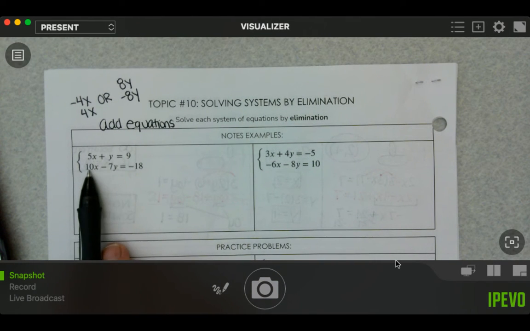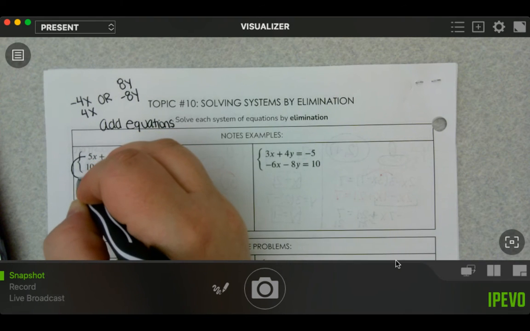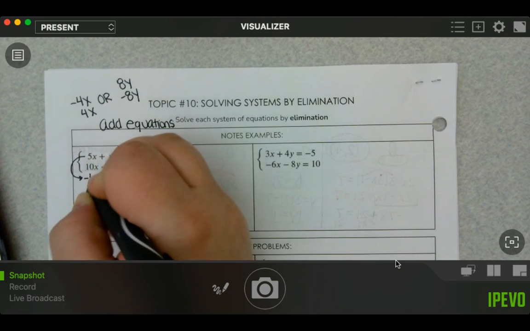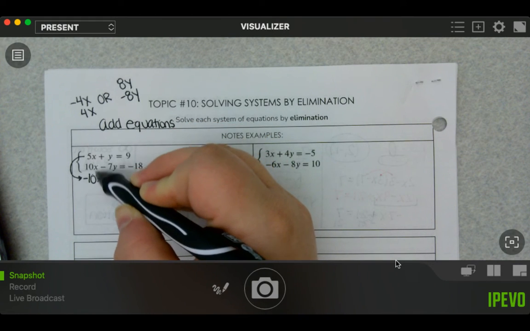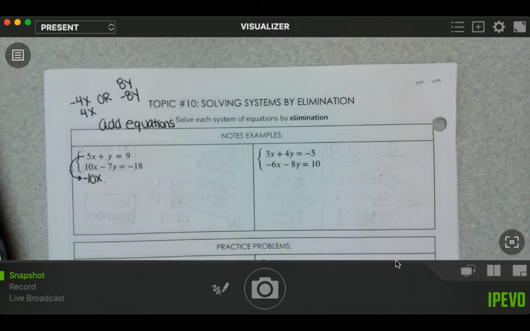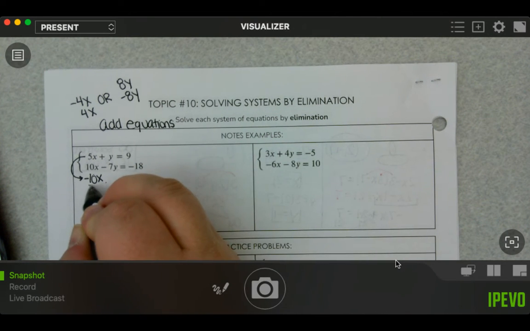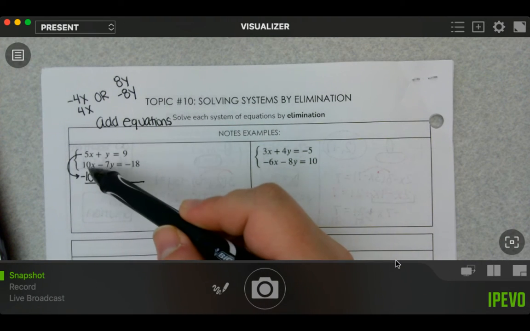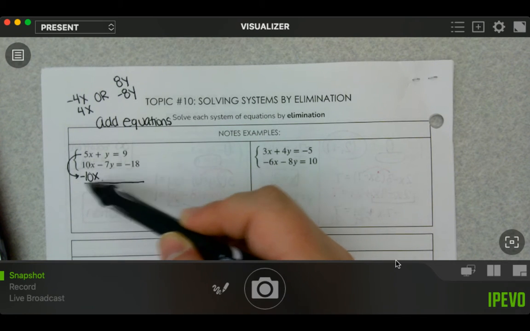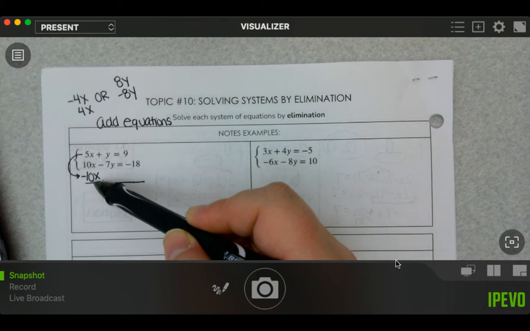For instance, on this one, if we look at the x's, we've got 5x and 10x. Always focus on the bigger number, which is 10x. If this one is 10x, we need for this one to turn into negative 10x. Because then, when I go to do this step, these will cancel out. That is the whole goal of elimination here. So the question you have to ask yourself first is, if this one's 10x, I want this one to be negative 10x. That's the first step.